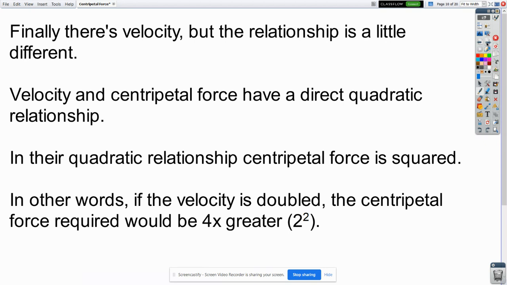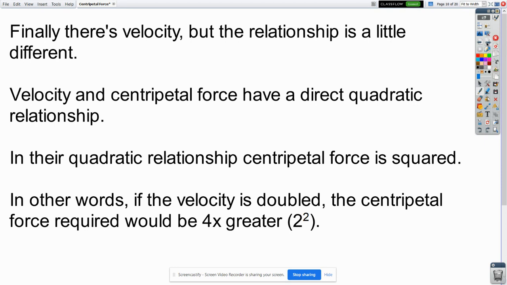And the relationship is a little different. It's not a directly proportional relationship. It's not an inversely proportional relationship. It's more of a direct quadratic relationship between velocity and centripetal force. In a quadratic relationship, one of the two variables is squared, and the one that is squared in this case is going to be the centripetal force. Okay, and this applies to how they change. And that's all we're talking about here is how they'll change.